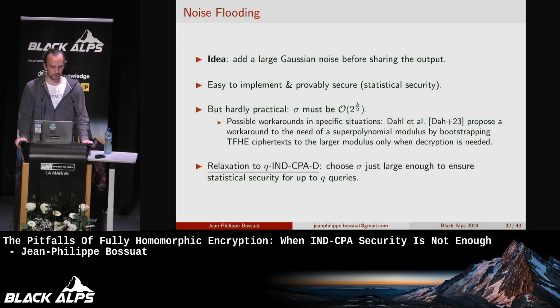Then you have noise flooding. The idea is simple: you just add more noise to mask the noise that would be the threshold that we would get if you were to decrypt. It's very easy to implement, and it's probably secure because it's statistical security.